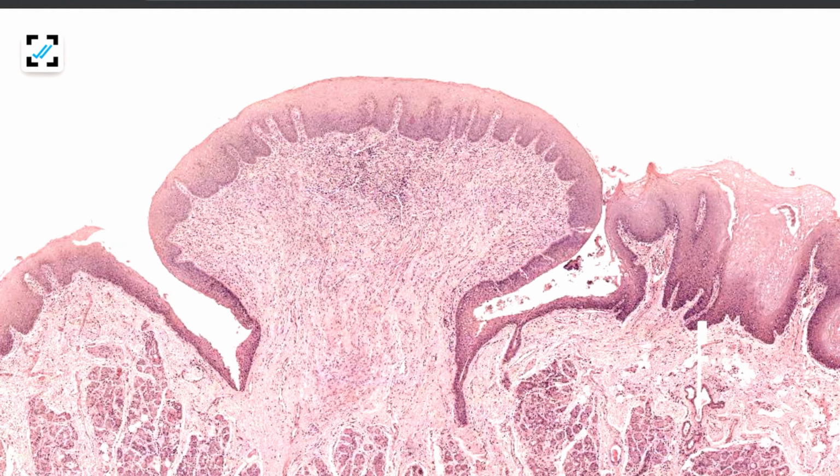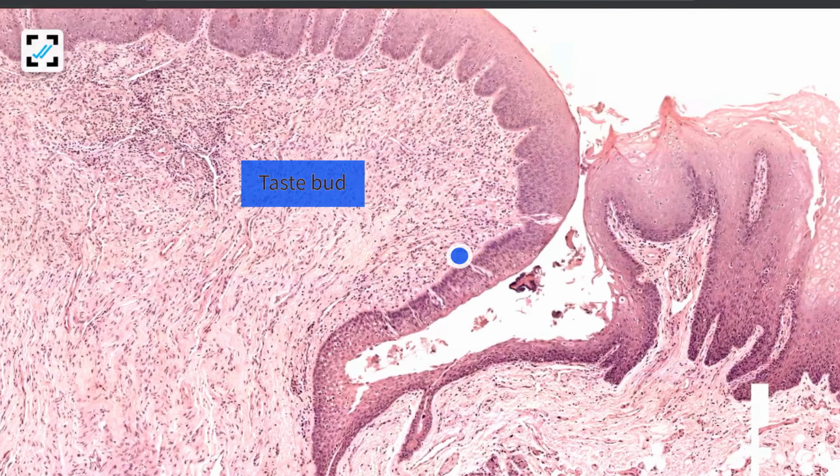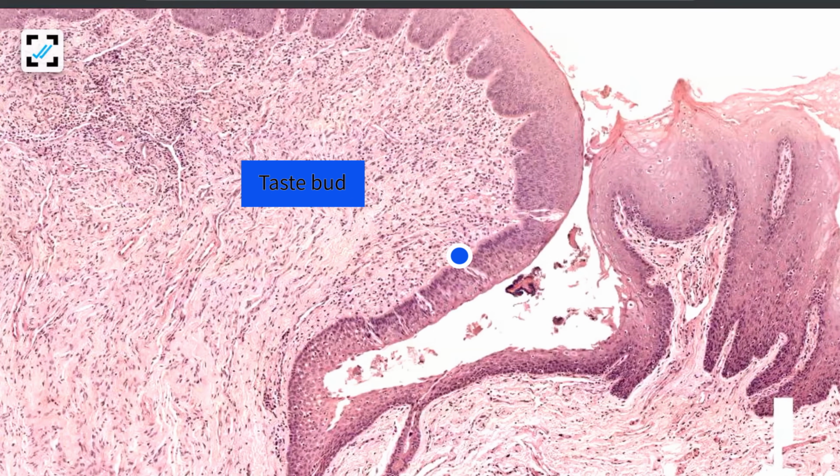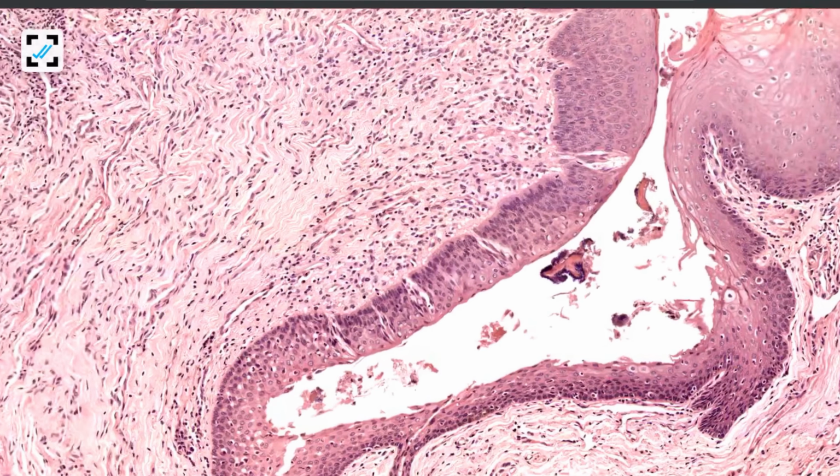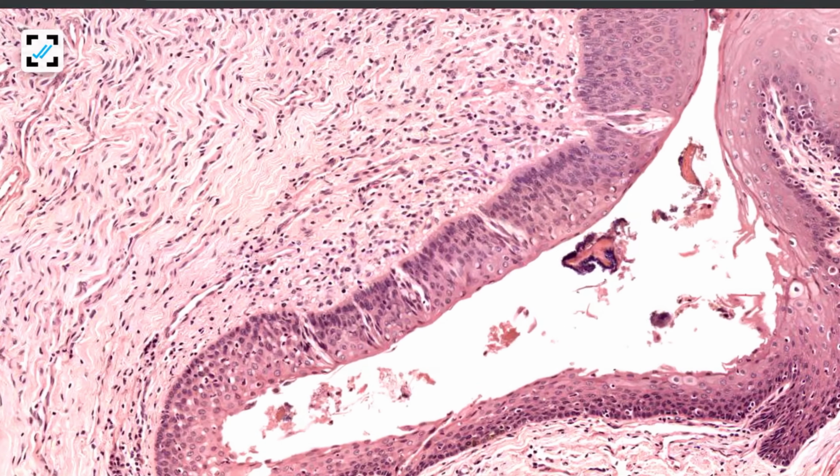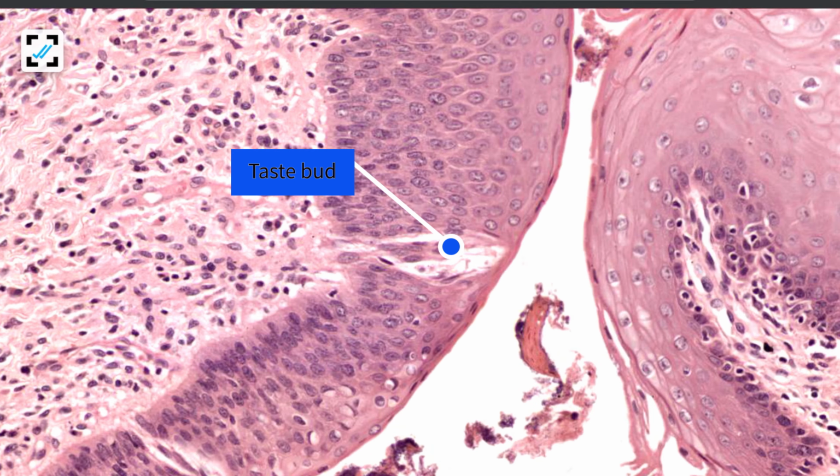The secretions of these glands are crucial in flushing out the material from the moat or the trench to allow the taste buds to respond to new stimuli. This is regarding the structure of circumvallate papilla. Now let's try to appreciate the structure of taste buds. These are the taste buds which are situated within the wall of circumvallate papilla. This is a taste bud.